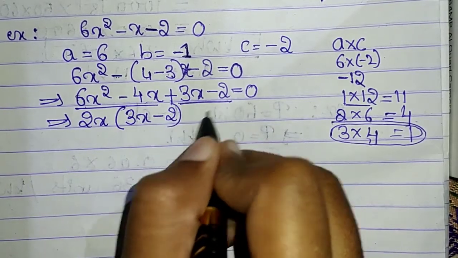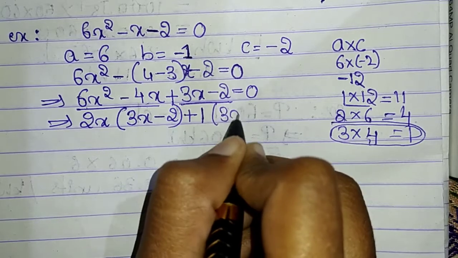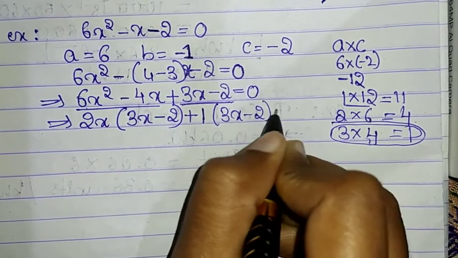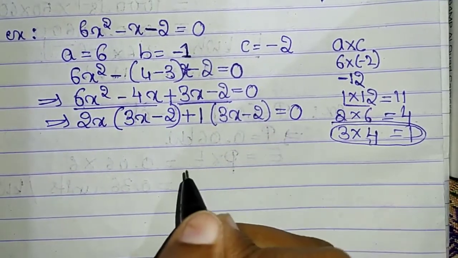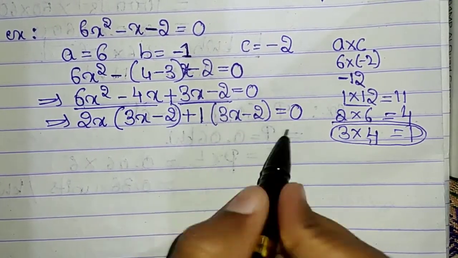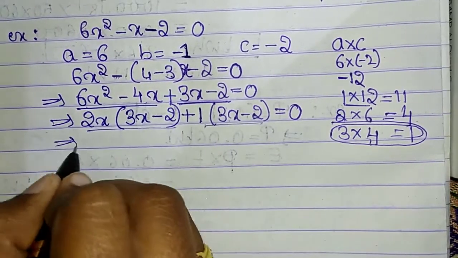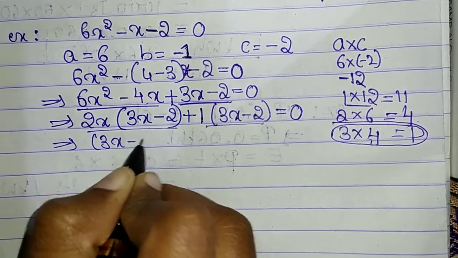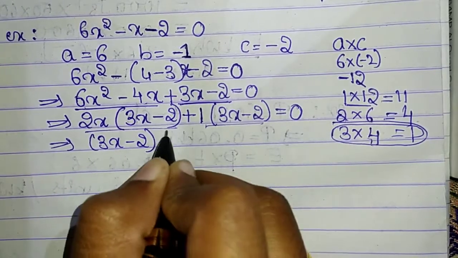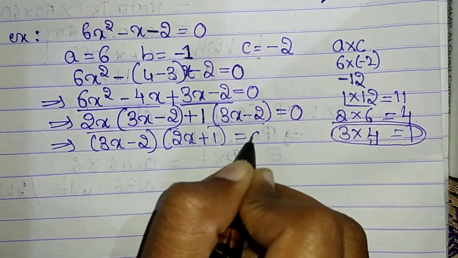And between these terms, 3x minus 2, we have 1 common. So what remains in the brackets is 3x minus 2 is equal to 0, because 1 into 3x is 3x, 1 into minus 2 is minus 2. We get the same thing once again. Now between these two terms, 3x minus 2 is common. When we take that out, what remains is 2x plus 1 is equal to 0.